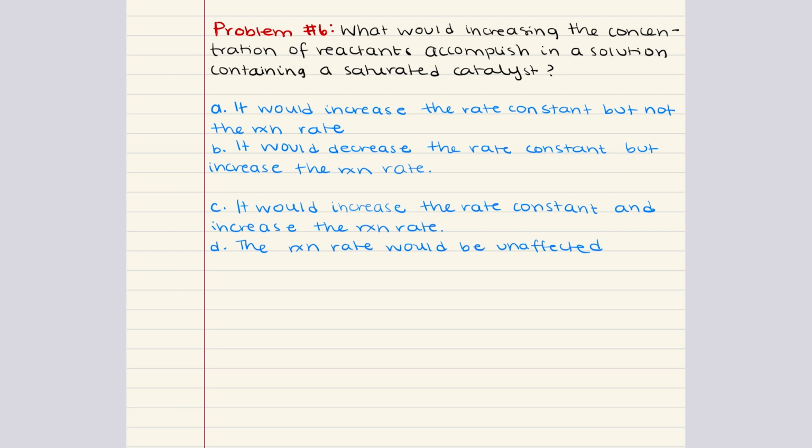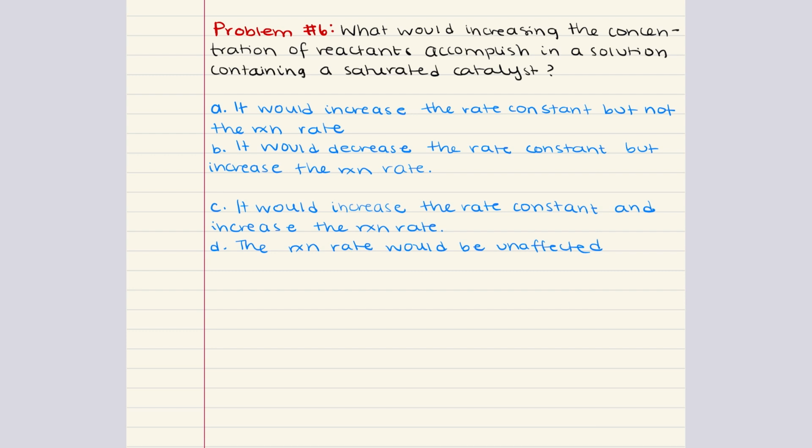Okay, let's start with a little bit of background knowledge. What is a catalyst? A catalyst is a substance that increases the rate of a chemical reaction without being consumed in the process. And it essentially works by providing an alternative reaction path with lower activation energy. When we talk about a saturated catalyst, a catalyst is considered saturated when all of its active sites are occupied. And that means adding more reactants in this situation isn't going to increase the number of available active sites on the catalyst.